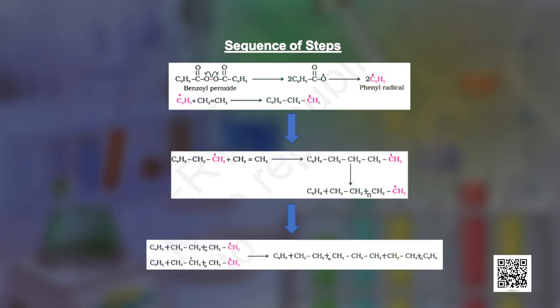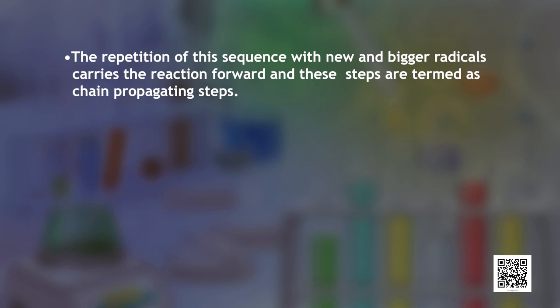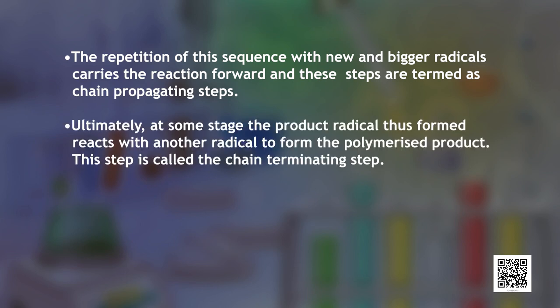As this radical reacts with another molecule of ethene, another bigger sized radical is formed. The repetition of this sequence with new and bigger radicals carries the reaction forward, and these steps are termed as chain propagating steps. Ultimately, at some stage, the product radical formed reacts with another radical to form the polymerized product. This step is termed as the chain terminating step. The sequence of steps is well depicted here.